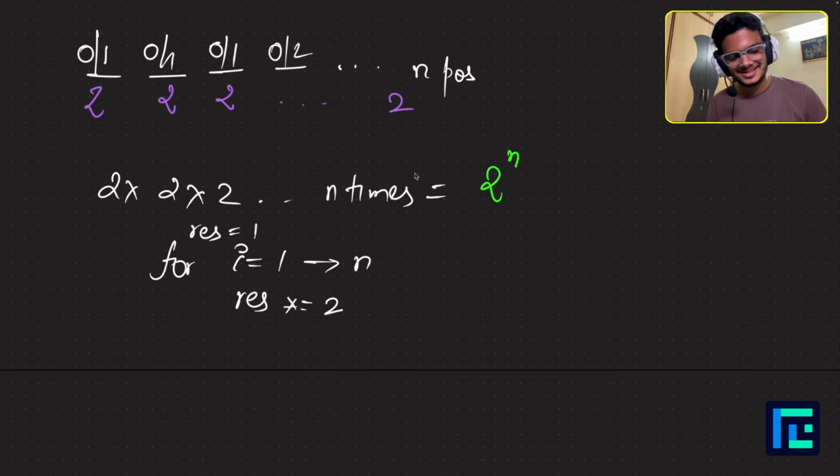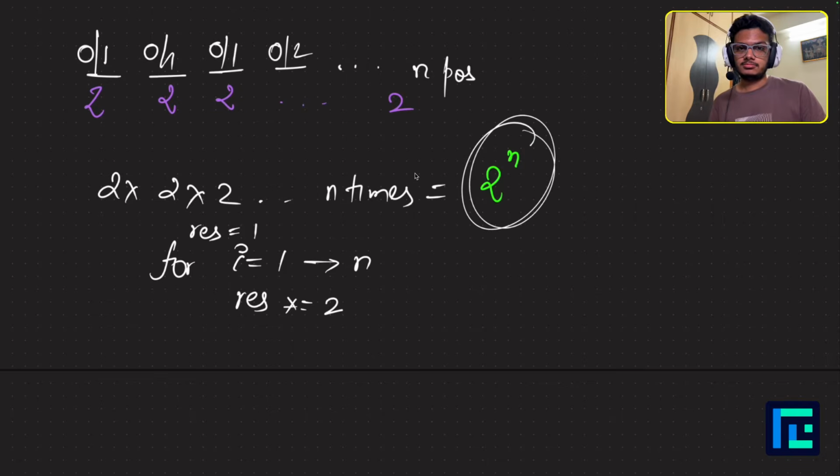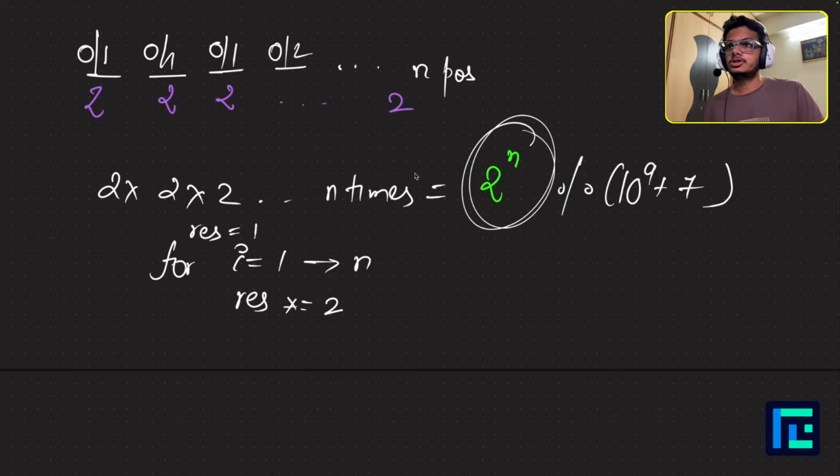But wait, you cannot do this directly. Why? Because this 2 power n can be very large. They have specifically mentioned in the question that you have to print whatever the answer is modulo that big number, right? So it was 10 power 9 plus 7. I can write it like 10 power 9 plus 7, or in short I usually write it like this, 1e9 plus 7, or let's just call this guy m. This m represents the number which you have to mod with.